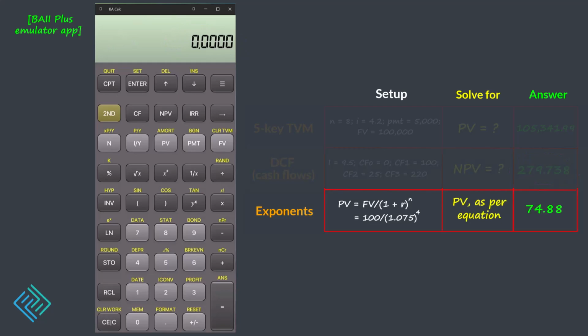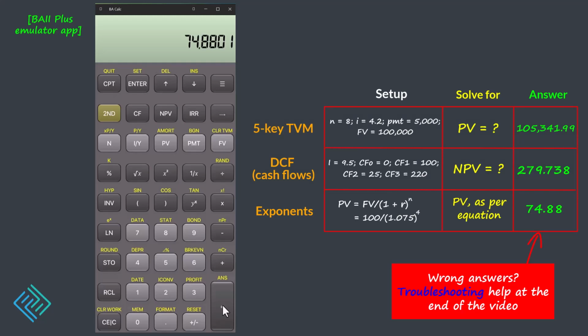Moving on to the equation, enter 100, then divide, then 1.075, then the y to the x key, then 4, and equals. If you couldn't replicate my answer, instead ending up with 93.023 or some other giant number in the tens of millions, I know what went wrong. Check out the troubleshooting section at the end of the video.